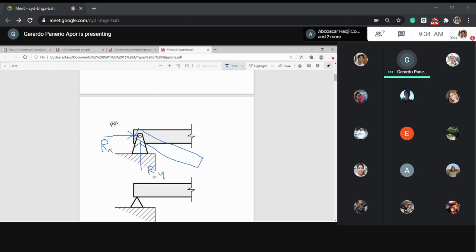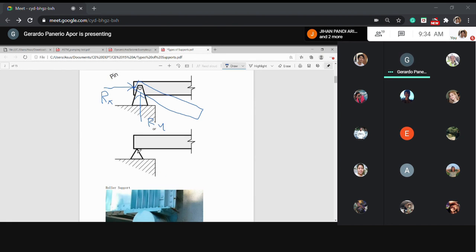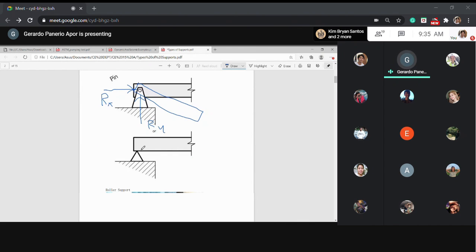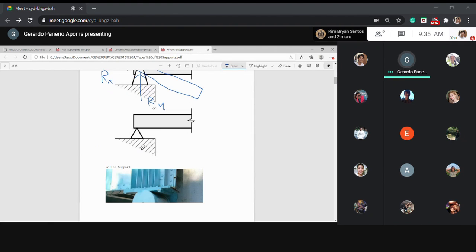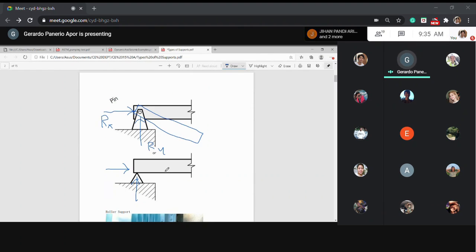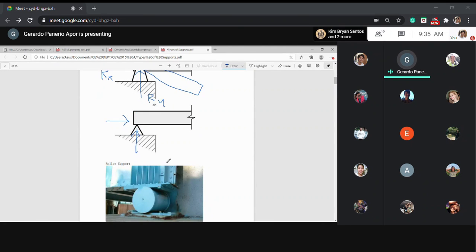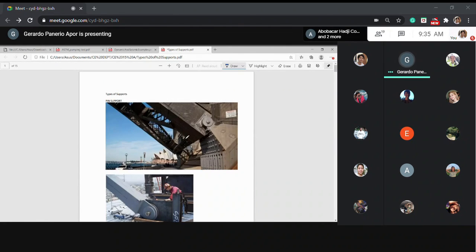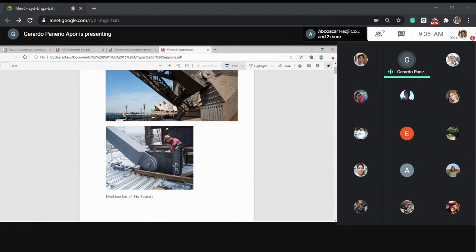Another way is this simplified idealization, with Rx there. Okay, so those are the reactions, and this beam is free to rotate. So that is a pin support. Okay, any question?